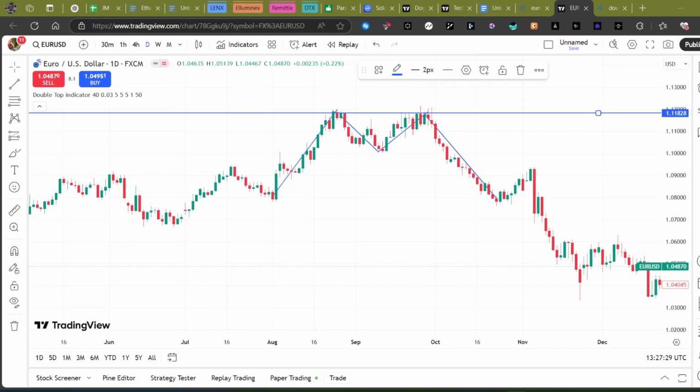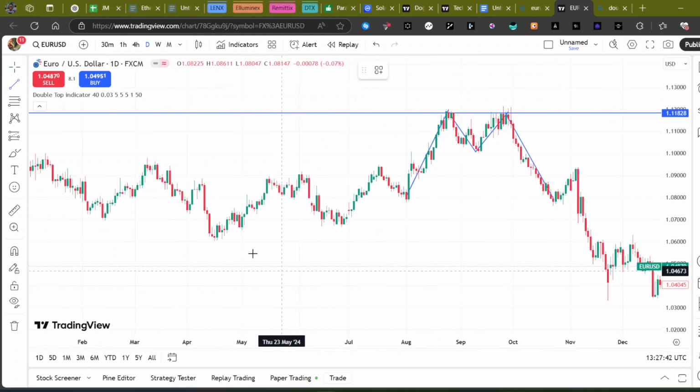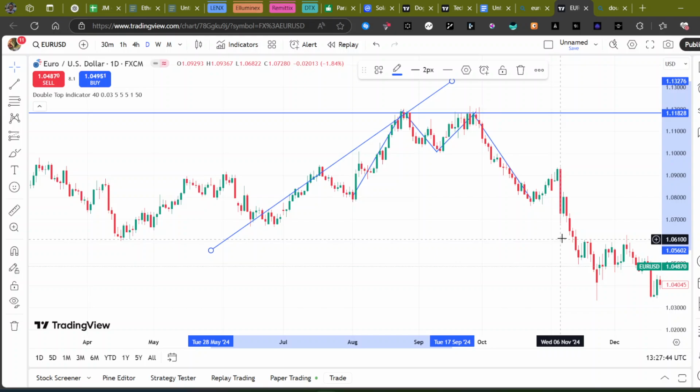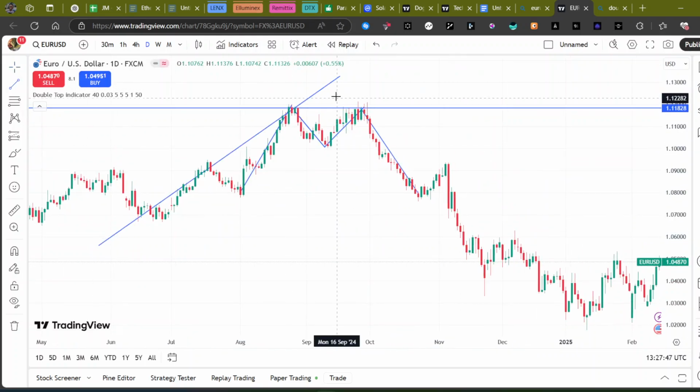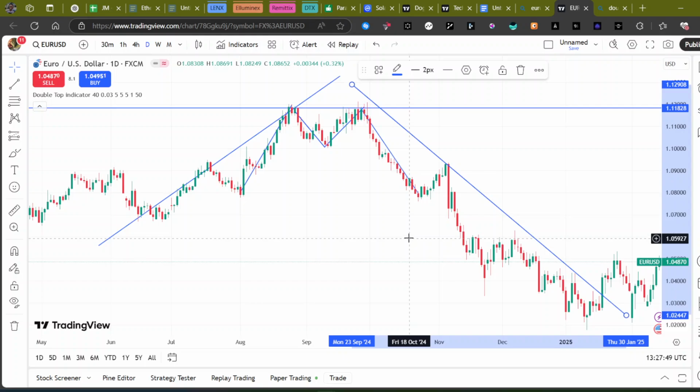Now let's start with the basics. What exactly is the double top indicator? The double top is a bearish reversal pattern that signals a potential trend reversal from an uptrend to a downtrend. It's as easy as that.